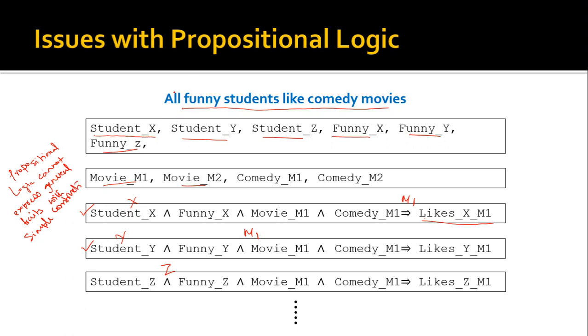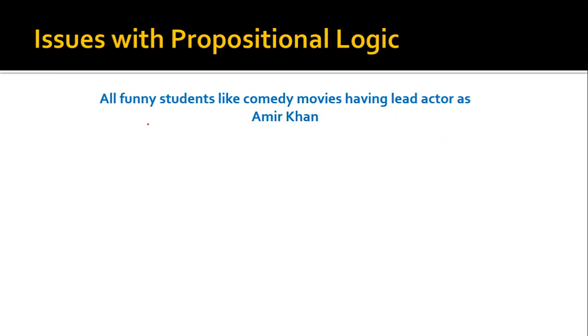Right. So here we are trying to say that all funny students like all the comedy movies, which is kind of implicit here, right? So we need to find some way to capture this, and we need to generalize, which is not present in propositional logic, right? So let us try to model this. We are making it more complex: all funny students like comedy movies having lead actor as Amir Khan.